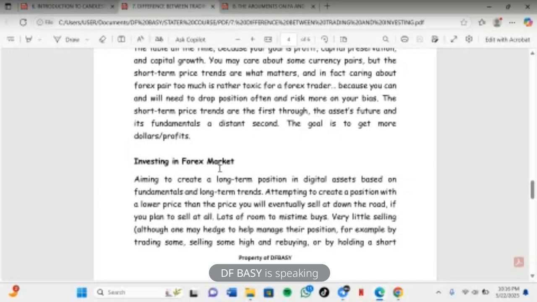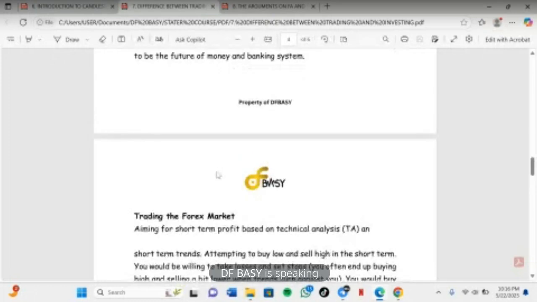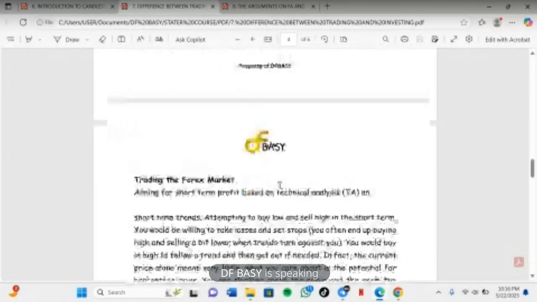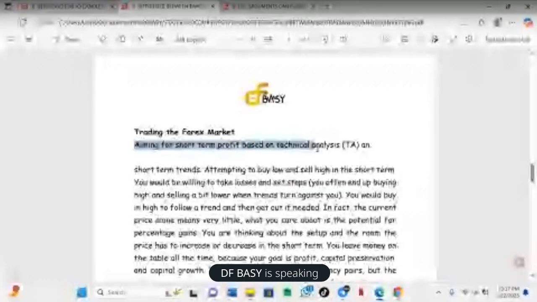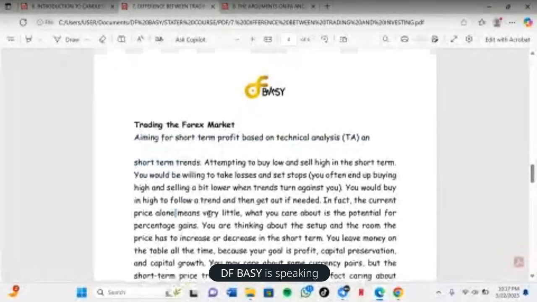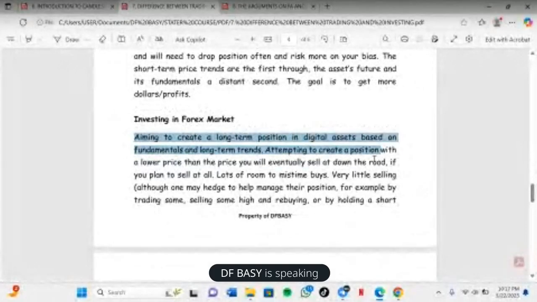Whereas trading is aiming for short-term profit based on technical analysis. I wrote that trading in the forex market is aiming for short-term profit based on technical analysis and short-term trends, while investing is aiming to create long-term positions in digital assets based on fundamental analysis. So when you're investing in forex, you're looking at the economics, the fundamental analysis. While trading, you're looking at the short-term side, which is the TA.